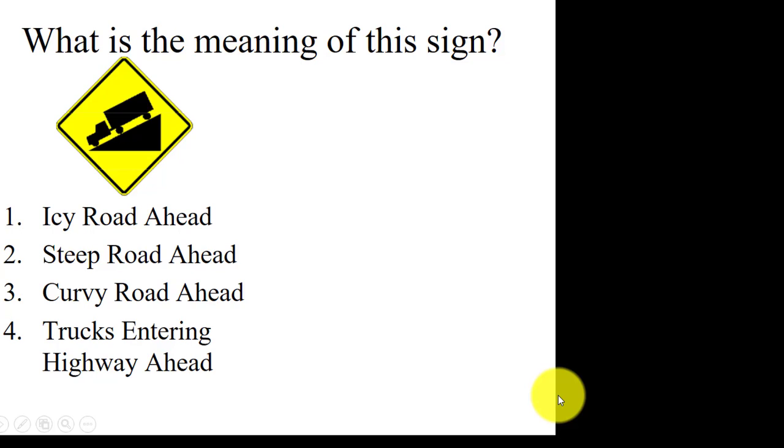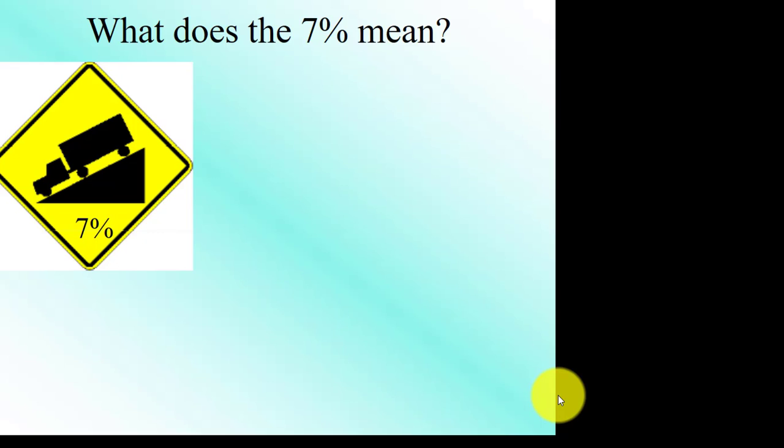We're going to continue our discussion of slope that we started yesterday. So when you look at this sign, what do you think the meaning of that would be? It shows a truck going downhill, which would indicate that there's a steep road ahead. And when we see something like this, this indicates how steep the road actually is.